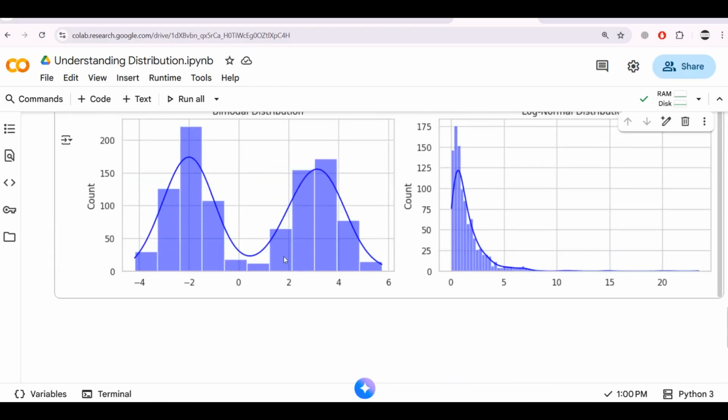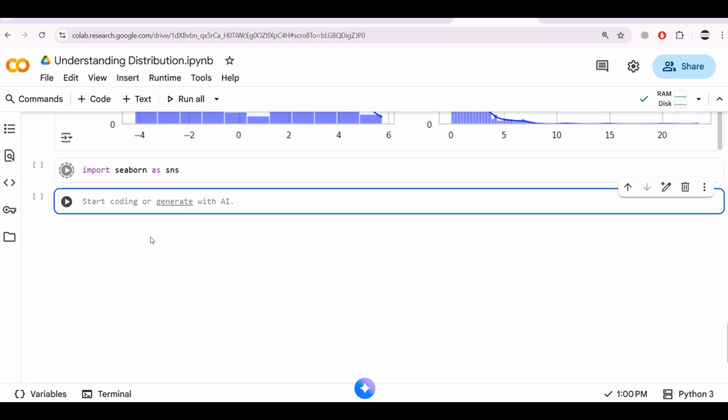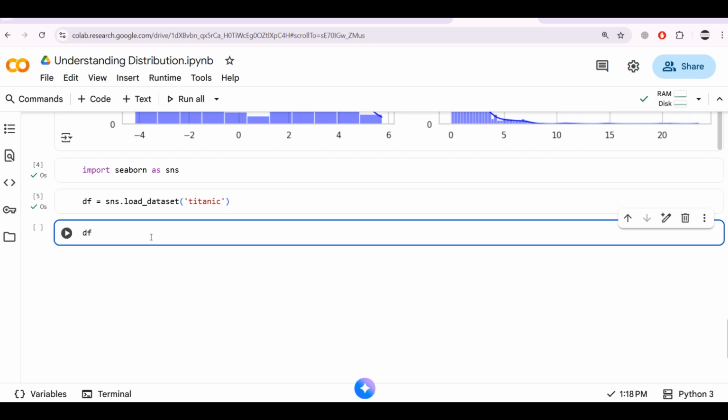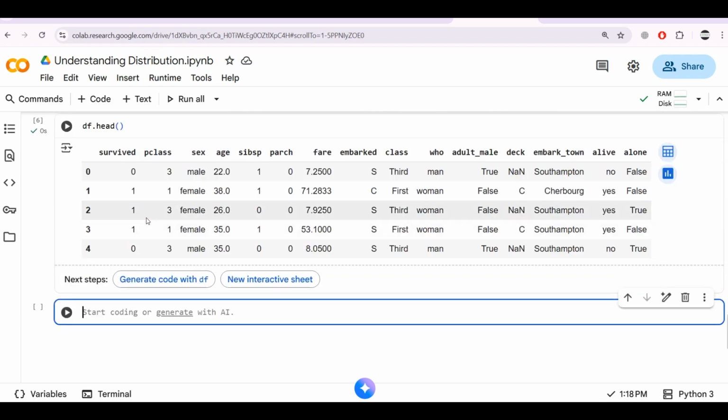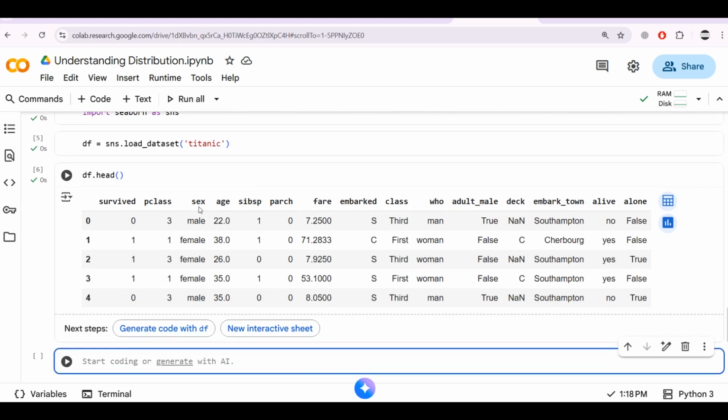So here I am in my Google Colab where I created this code. This code is also shared. So we will import Seaborn as SNS. Seaborn is a library which has these data sets. So we can say sns.load_dataset Titanic, and we will say this is df, our data. Then if we write df.head in Python pandas, it will give you data like this. It doesn't matter if you understand Python or not. This is just a data.